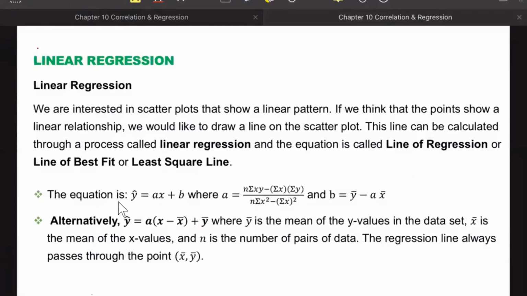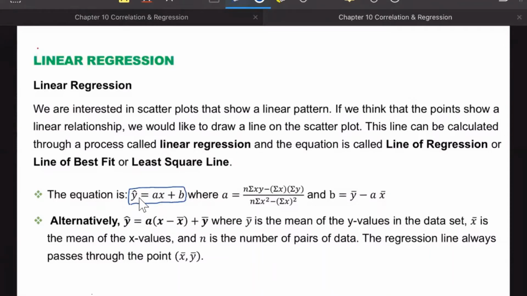In general, the equation of the line of regression will be this equation here, which is y hat. You can copy that if you want. Y hat is equal to ax plus b. So y hat, that is the predicted y value, is equal to ax plus b. You can see this is similar to y equal to mx plus b, where a represents the slope and b represents the y-intercept. In order to find the value of a, we use this equation here. And in order to find the value of b, we use this one.